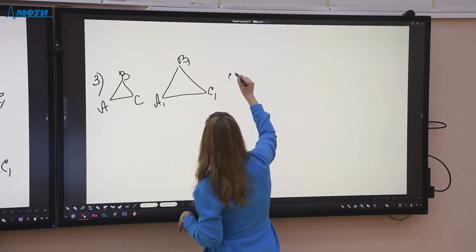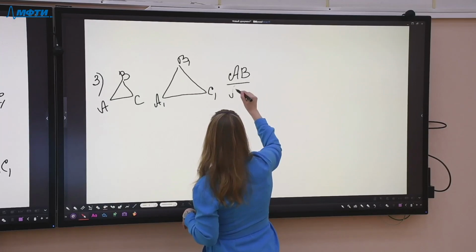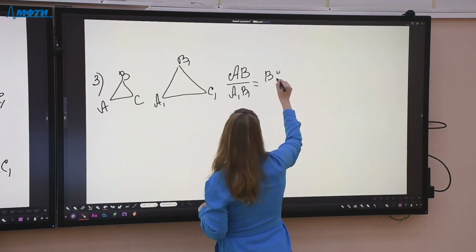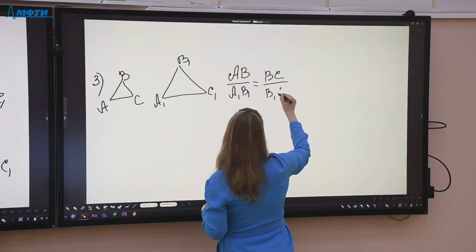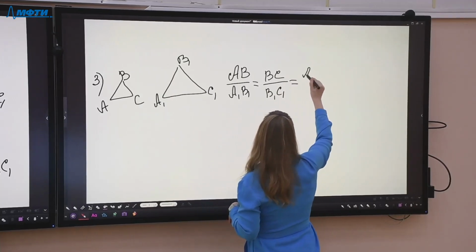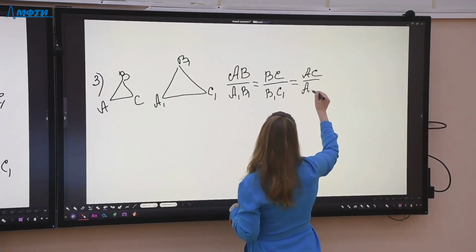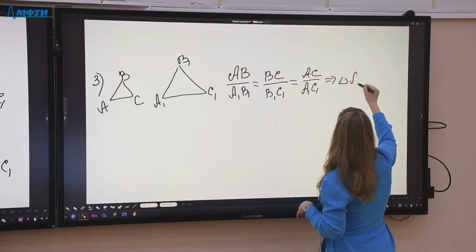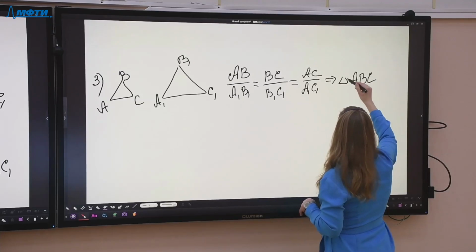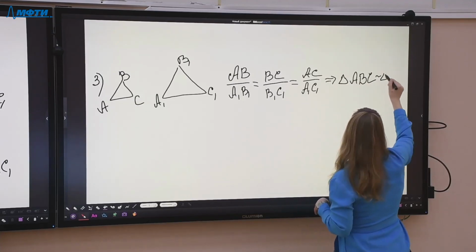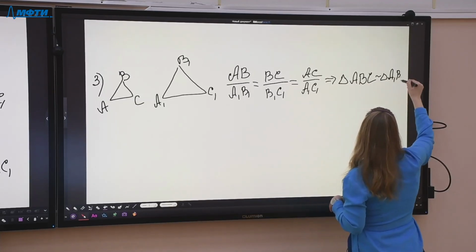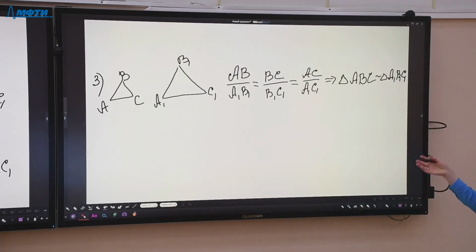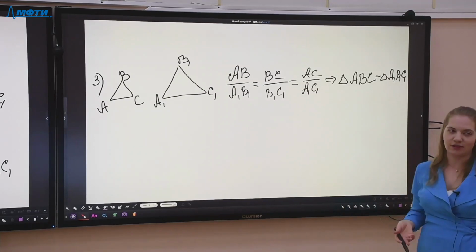And we have that AB over A1B1 is BC over B1C1, and it is AC over A1C1. In this case, we can say that ABC and A1B1C1 are similar. It means that their angles are congruent.